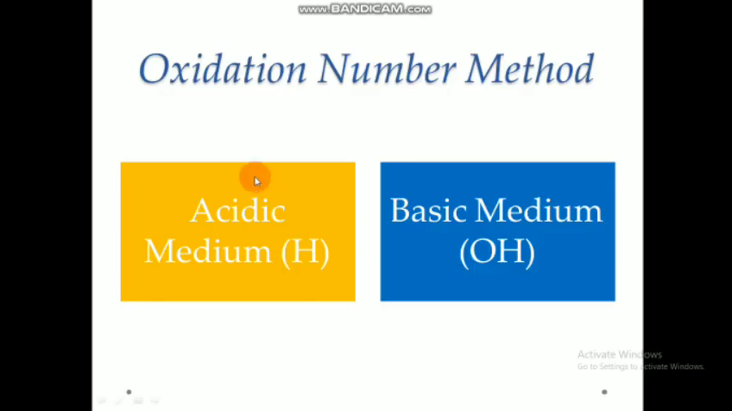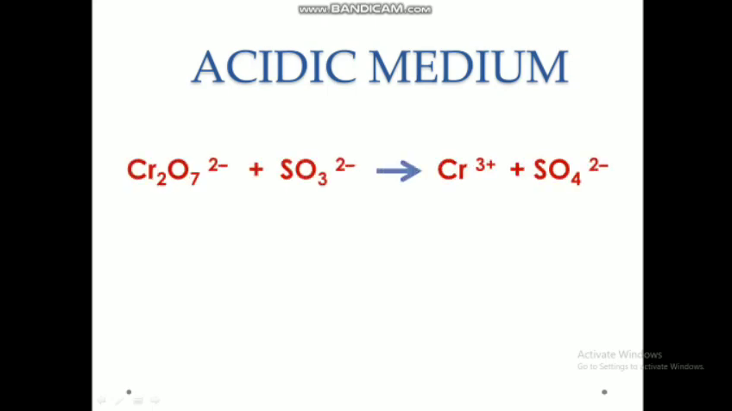So, we were dealing with the oxidation number method to balance a redox reaction. And in that, we completed the acidic medium method. So, we will be doing one more example of acidic medium method in today's class and then move on to the basic medium method. So, acidic medium, we will see one more example.